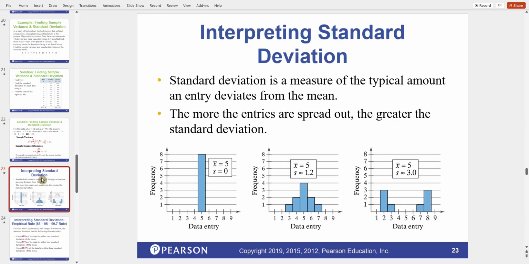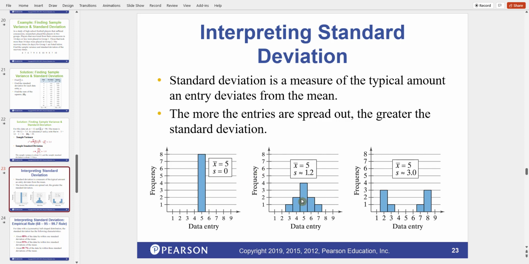So the standard deviation is a measure of the typical amount an entry deviates from the mean. The more the entries are spread out, the greater the standard deviation. If you look at this first graph, this has a mean of 5 and the standard deviation is 0. The reason why it's 0 is that all the data entries are the same. It looks like it had eight data entries, and they were all equal to 5. As you can see, there's no spread. Everything is in one spot.